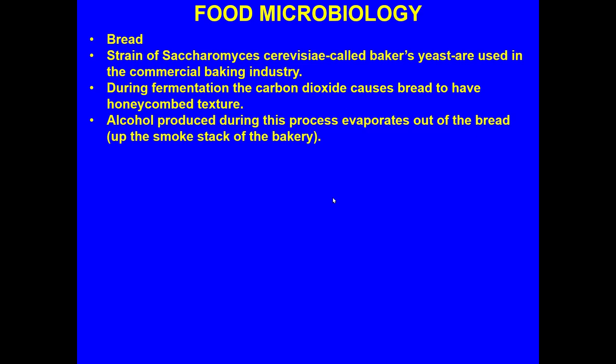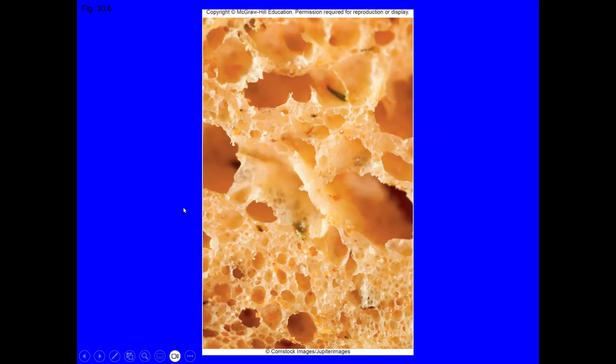Now, alcohol is also going to be produced. So this yeast is going to produce both alcohol, ethanol, and carbon dioxide. And this is going to basically evaporate out of the bread when you get through the process of baking the bread. You can see here, here's all the little holes. That's caused by literally carbon dioxide. When you heat the bread, let's say in your bread bakeries and such, carbon dioxide is going to eventually leak out, but also the ethanol will leak out as well.